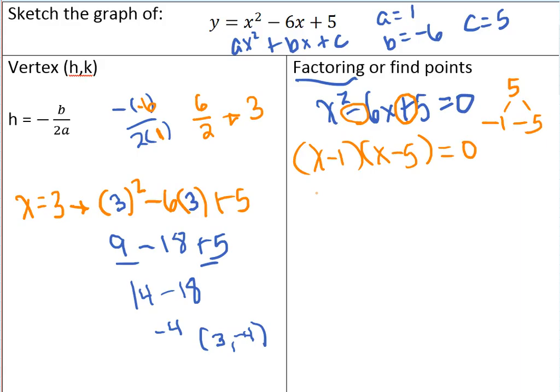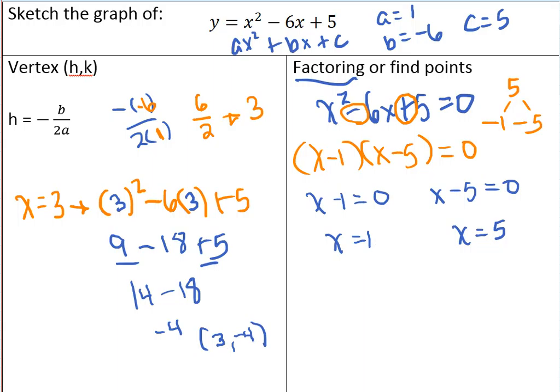Set each factor equal to 0 for the zero product property. So I have x minus 1 equals 0 and x minus 5 equals 0. Solve this one for x and we get x equals 1. Solve this one for x and we get x equals 5. So I have 1, 5, 3, and negative 4.